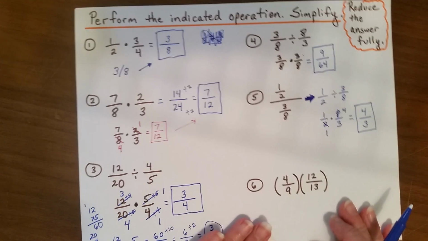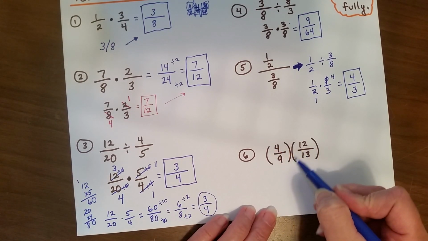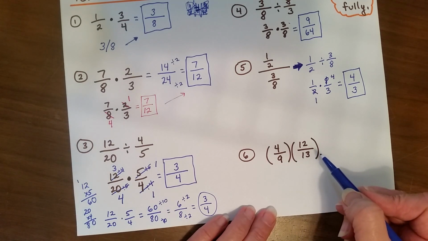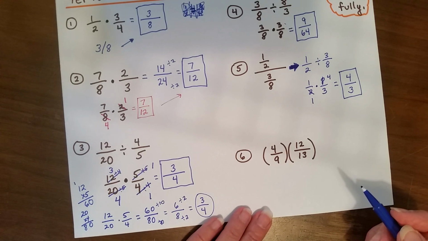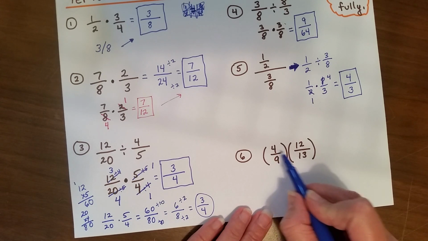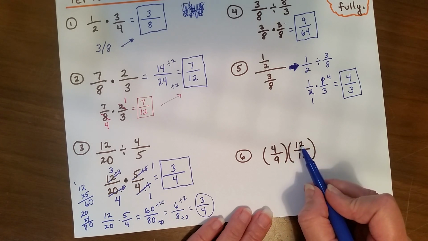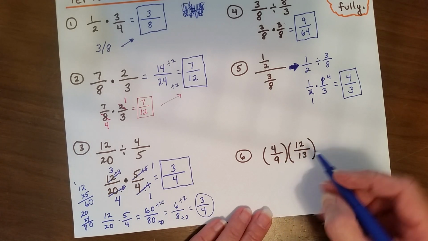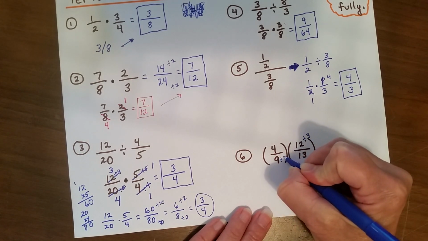Okay, next one. This indicates times because it's 4/9 in parentheses, 12/13 in parentheses. That indicates times. So we're going to go ahead and multiply, but first I'm going to see if anything is reducible. Well, I'm looking at the 4 and the 9, 4 and 13. Nothing's reducible there. The 12 and the 9, yes, 12 and 9 are both divisible by 3. So I'm going to divide 12 by 3, and I'm going to divide 9 by 3.